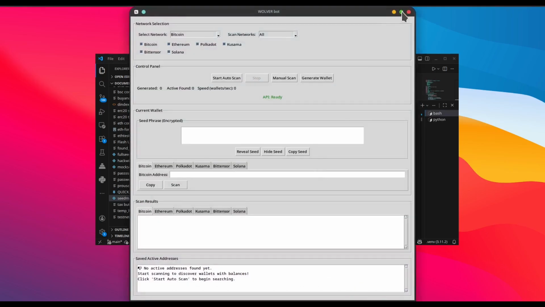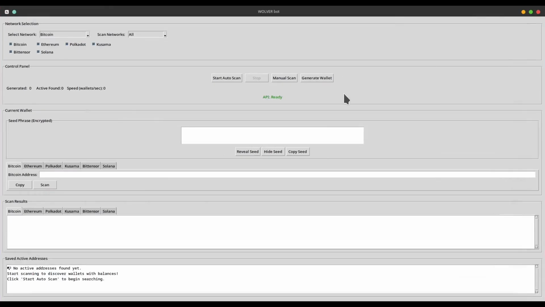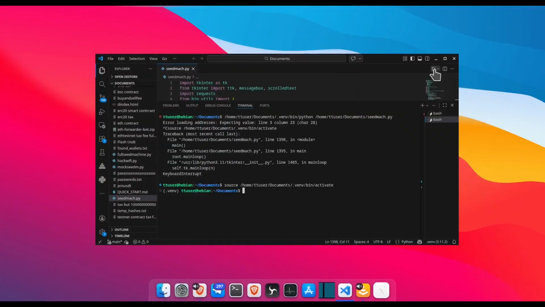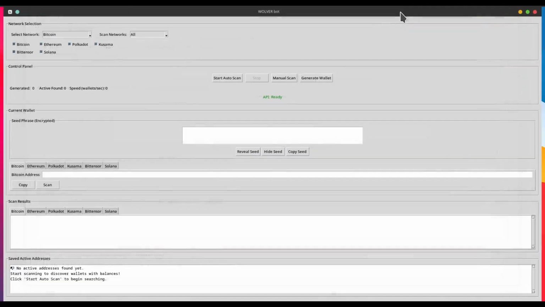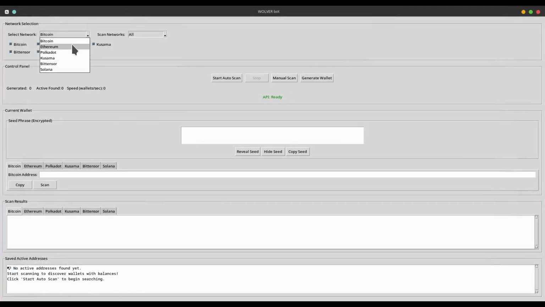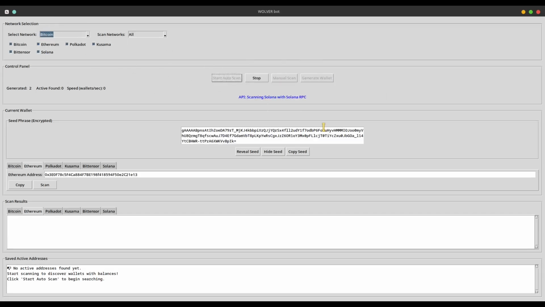The interface. Look at this. Clean, modular, absolutely dangerous in the right hands. This isn't some basic command line trash. This is a full graphical user interface built with Tkinter. Lightweight but nasty. You've got complete tactical control over every operation. Auto-scan, generate wallet, multi-chain switching. One click, and this machine marches through the blockchain like it owns the place.